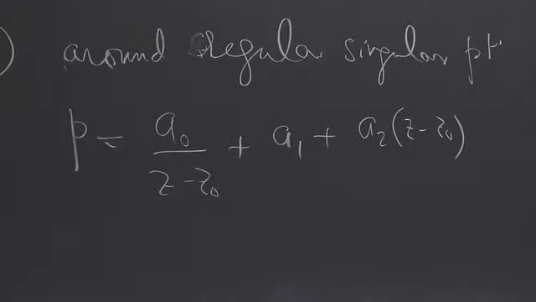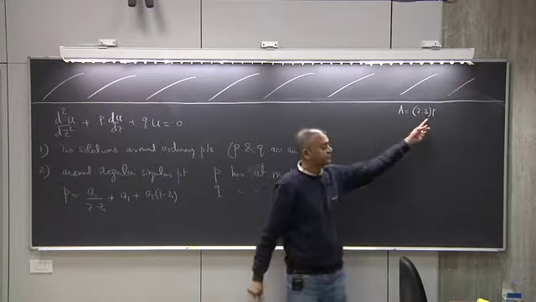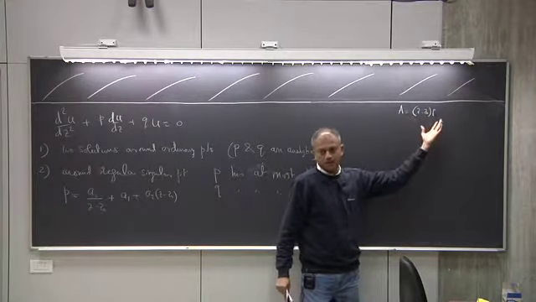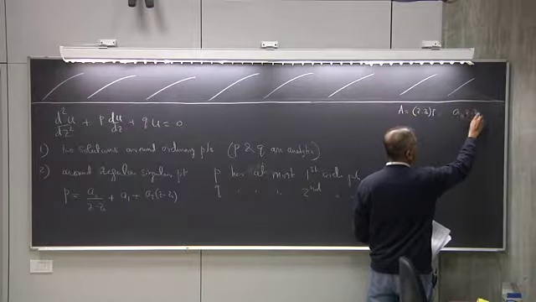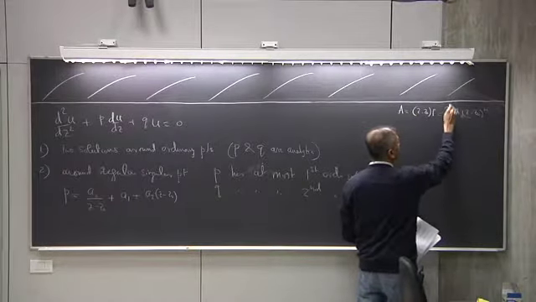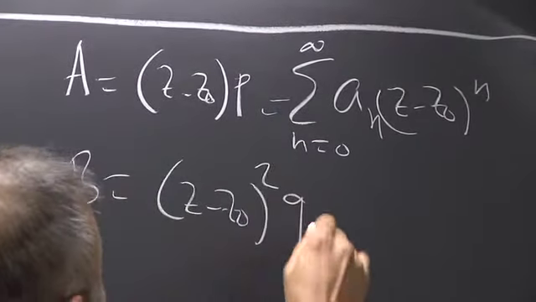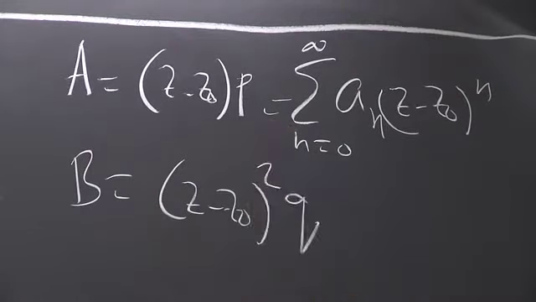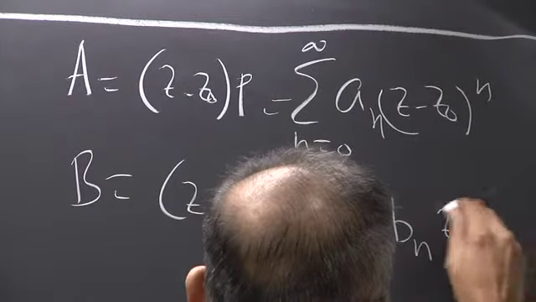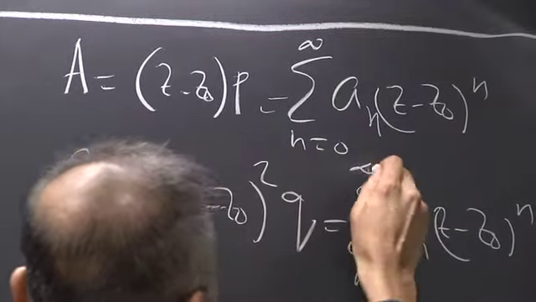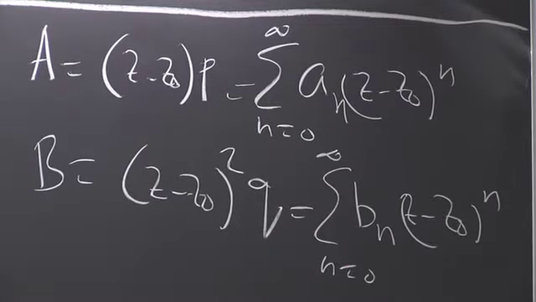So first of all, we defined A, which is equal to (z minus z0) times P. Since P has at most a first order pole, A is analytic, and therefore it will have a Taylor expansion, right? In fact, we defined this as the sum of An (z minus z0)^n, n from 0 to infinity. And similarly, B we define as (z minus z0) squared times Q. Once again, Q has at most a second order pole, so this is analytic, right? And this we expanded as the sum of Bn (z minus z0)^n. So this was the thing. Let me erase this. This is already defined there.